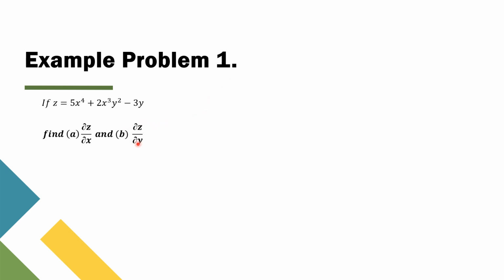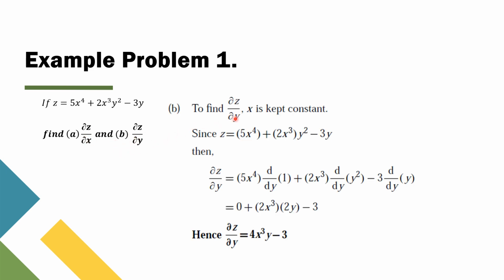Let's move on to part B, the partial derivative of z with respect to y. Same process as what we have done earlier. To find the partial derivative of z with respect to y, take note that our differential coefficient here is y, meaning the x variable will be kept constant, right? Since z is equal to 5x to the fourth power plus 2x cubed y squared minus 3y, we're going to take the partial derivative of the function with respect to y.